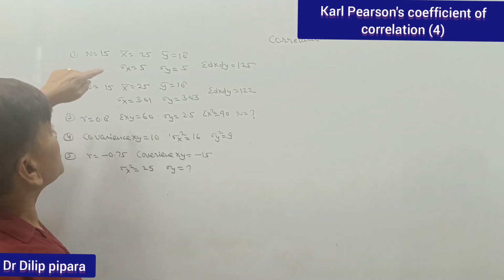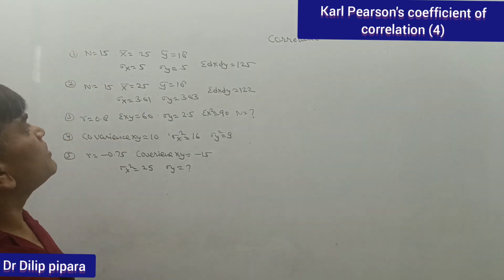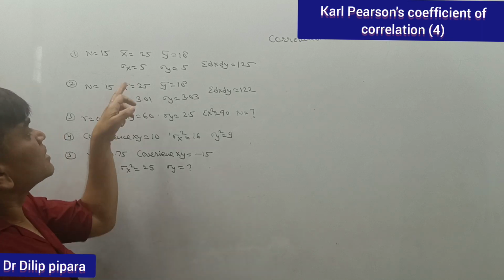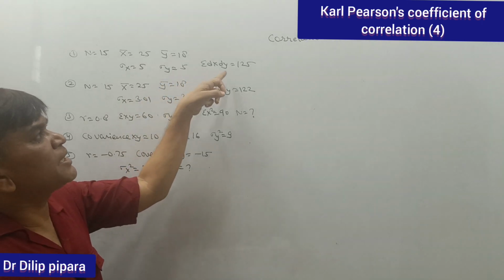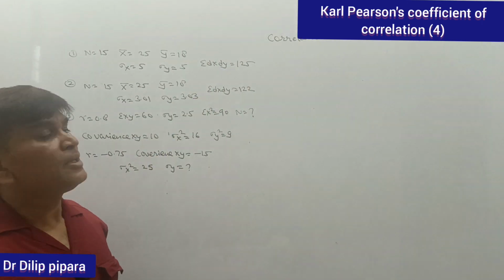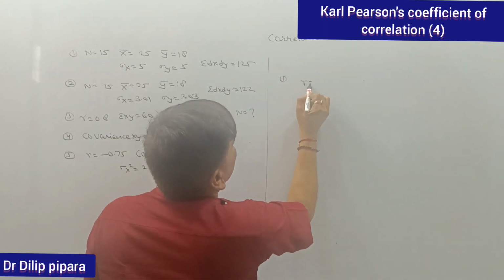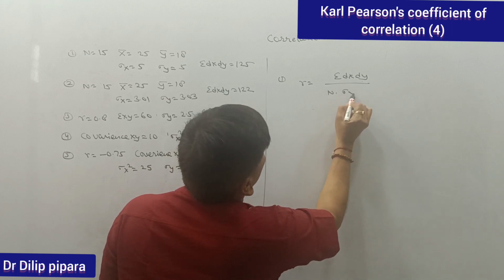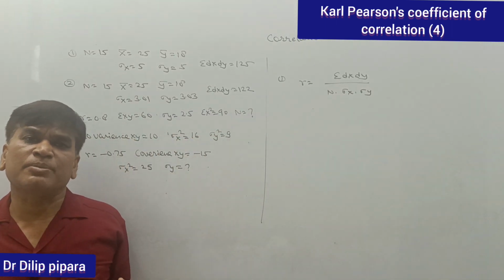The first question: n is given as 15, arithmetic mean x bar is 25 and y bar is 18. Standard deviation of x is 5, standard deviation of y is 5, and sigma dx dy is given as 125. We have to calculate the value of correlation. So r is equal to sigma dx dy upon n times standard deviation x times standard deviation y. We have already gone through this formula.